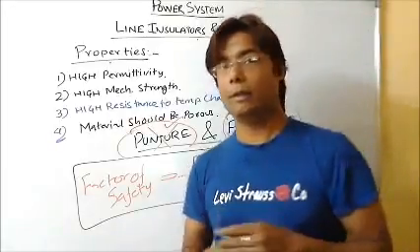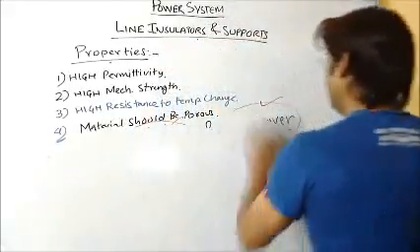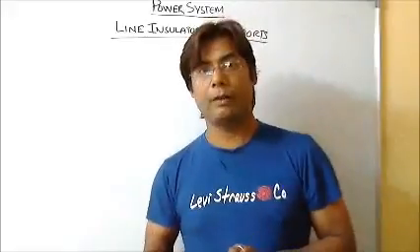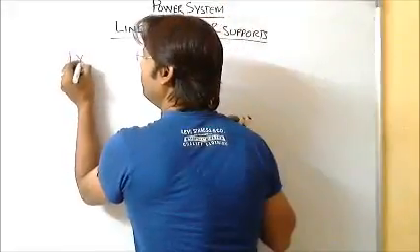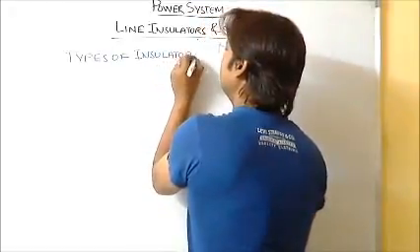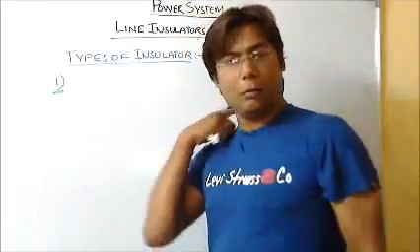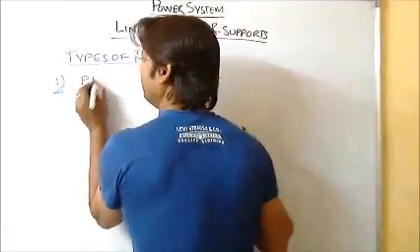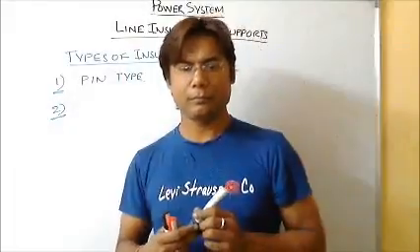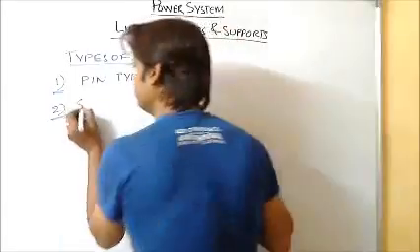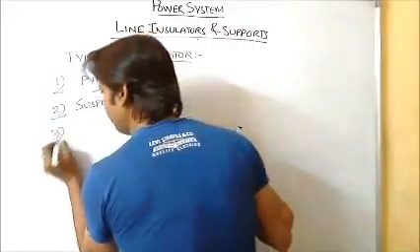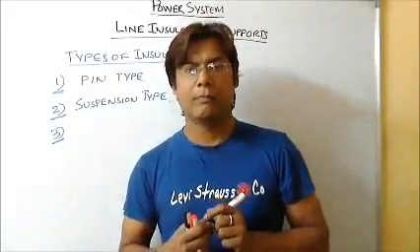Now we see what types of insulators there are. There are mainly three types of insulators. The normal one, first, is called the pin type insulator. Second is called the suspension type. And third is called the strain type, or tension type, whatever.